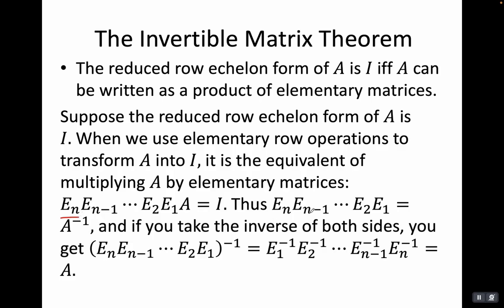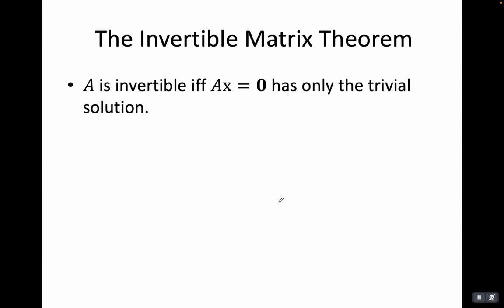Thus, E sub n, E sub n minus 1, and so on, E sub 2 times E sub 1 equals A inverse, because this is the matrix you multiply by A in order to get the identity matrix. So what I've just circled is the inverse of A. And if you take the inverse of both sides, you get E1 inverse, E2 inverse, and so on, E sub n minus 1 inverse, E sub n inverse, and so that has to be A. Because again, we're just taking the inverse of both sides of this equation.